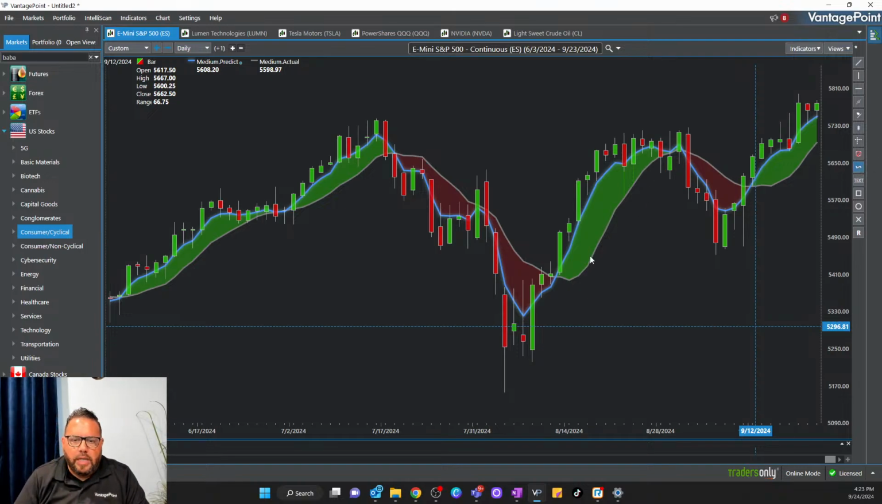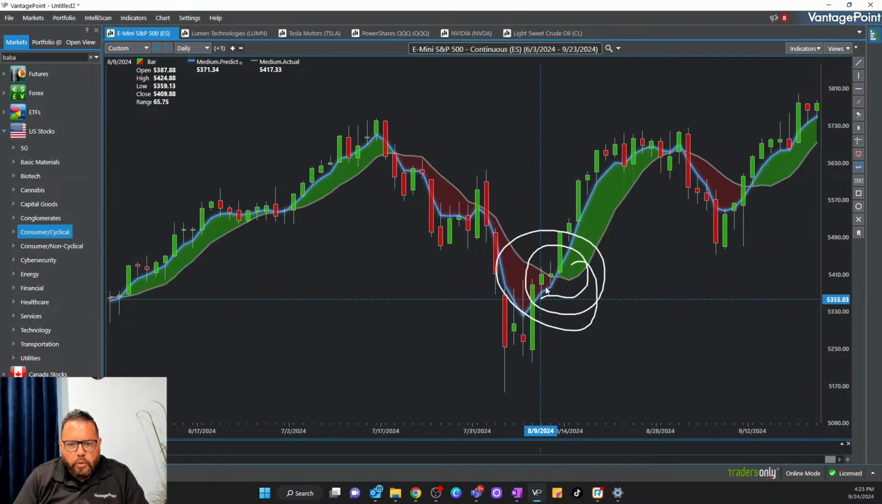When you see the blue line crossing right here, let me see if I can get my pen to draw. There we go. When you see it cross and it goes from red to green, that's where the artificial intelligence is indicating, hey, this trend's officially expected to go up, right?